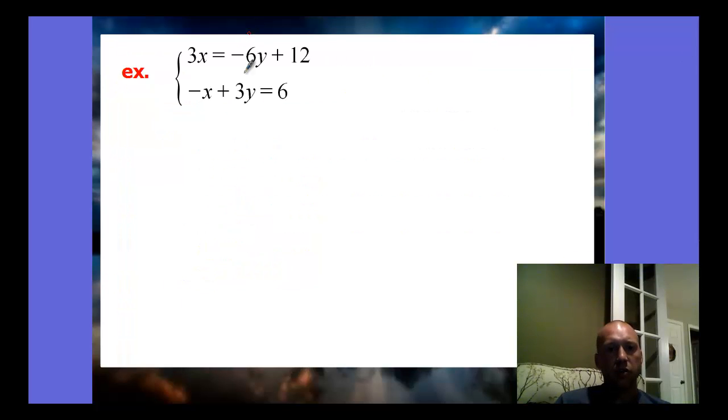Let me try another problem here. So right here, first thing I see is that they're not lined up. It looks like they are x, but I have an equal sign before the y. So I could rewrite that first equation as 3x plus 6y equals 12. And then the second equation, I would multiply by 3 to both sides. Make sure you do it to every term.